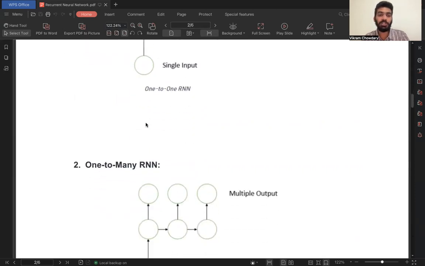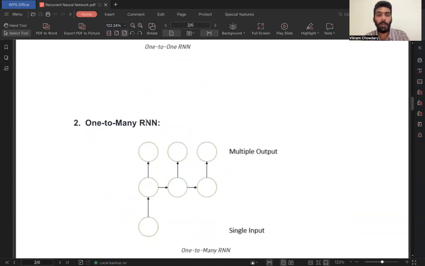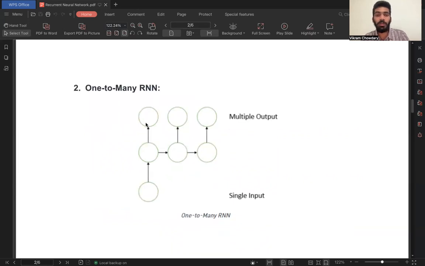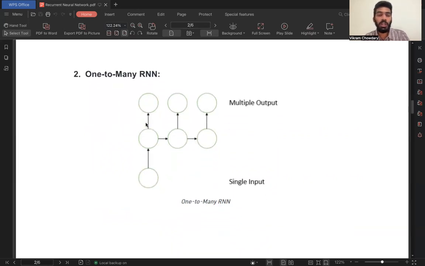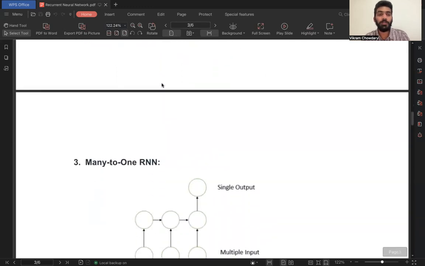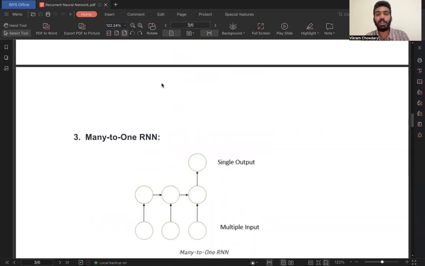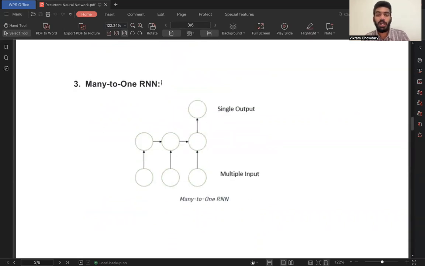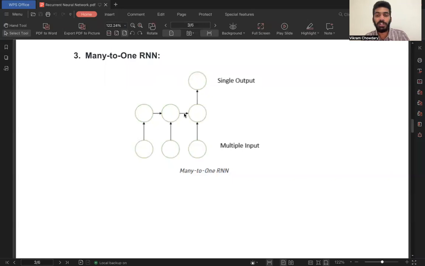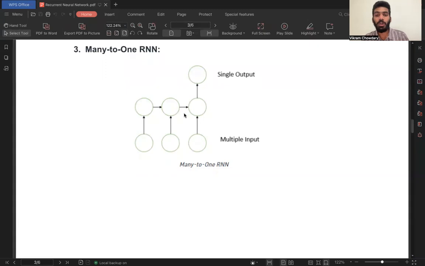Coming to the second type, the one-to-many neural network. This type of neural network has a single input and multiple outputs. As we can see, it has a single input and multiple different outputs. The third type is the many-to-one neural network. This RNN takes a sequence of inputs and generates a single output, as we can see here.